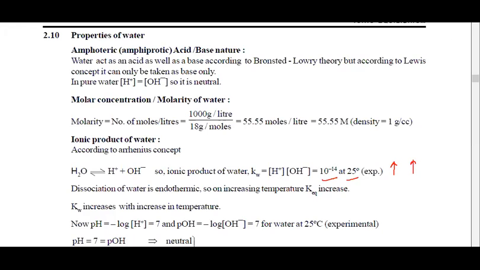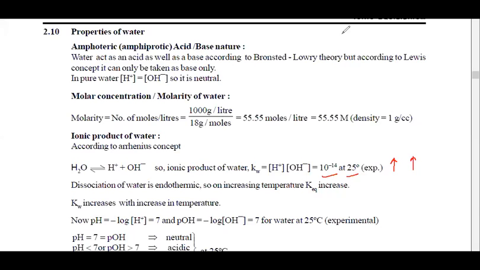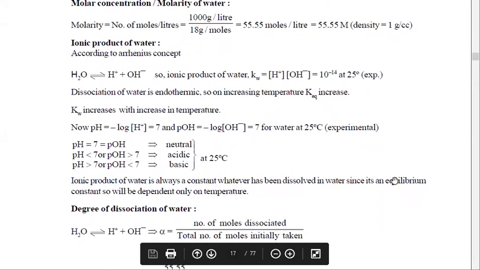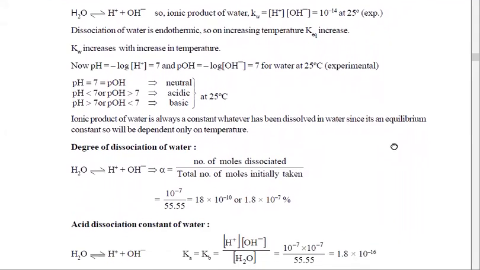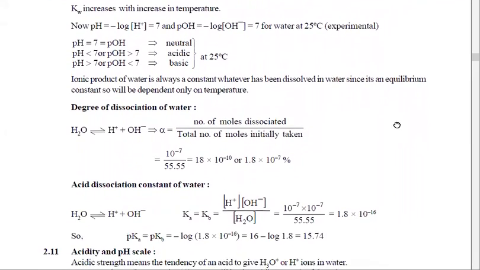Now we know that if the pH of water is greater than 7, it is a basic solution. If it is less than 7, acidic. If it is equal to 7, neutral. Then the degree of dissociation of water we have studied.